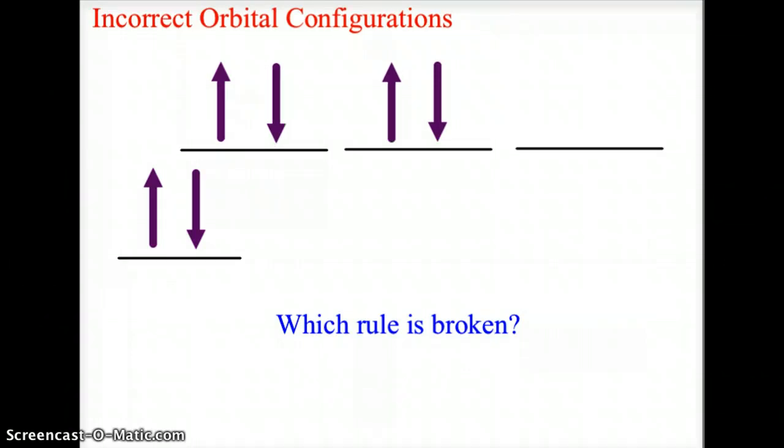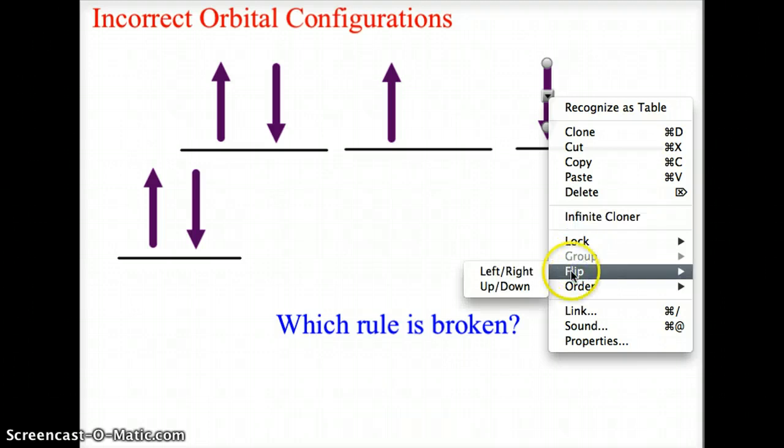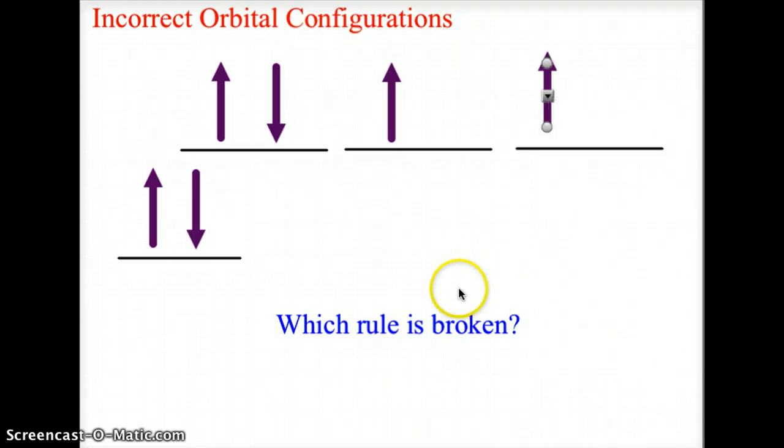So which rule are we breaking here? This, of course, is Hund's rule. We need to move this electron over to this suborbital and flip, because you have to have the positive spin before you have the negative spin. So now we have a corrected version.